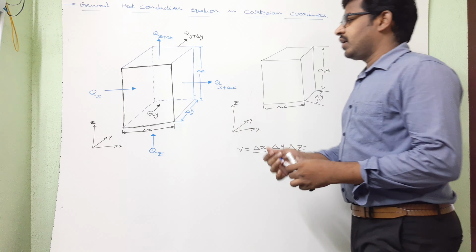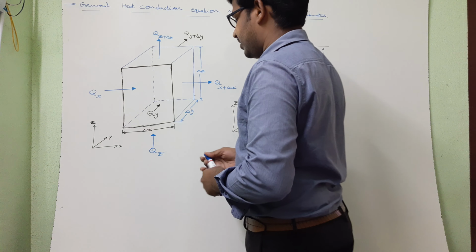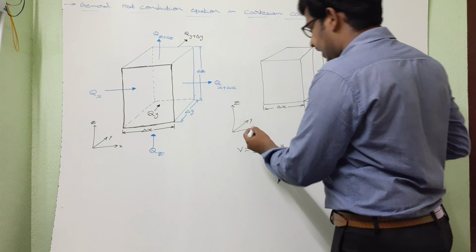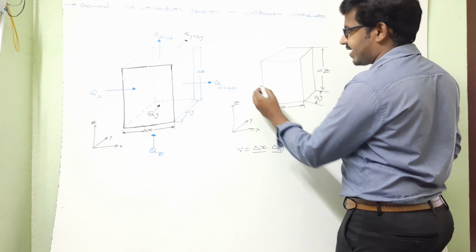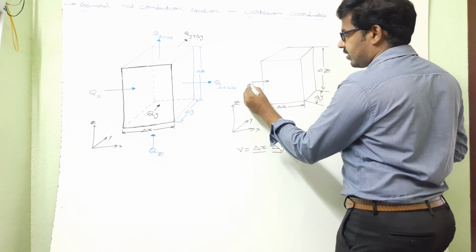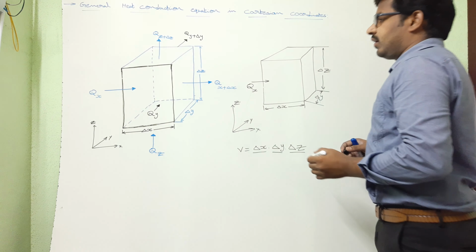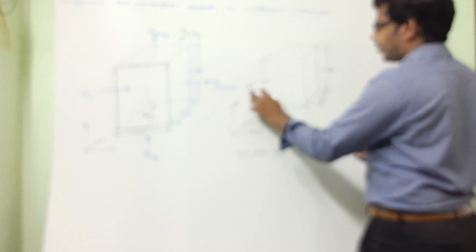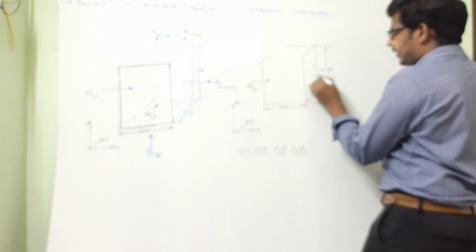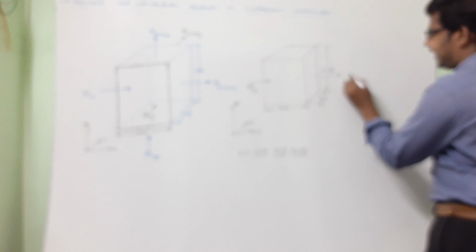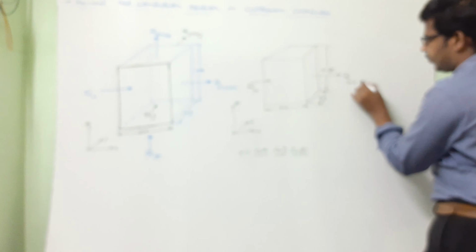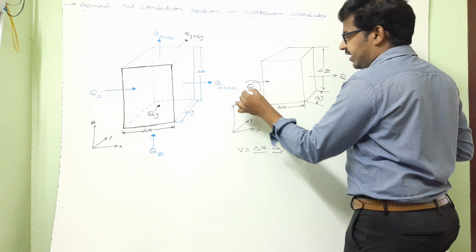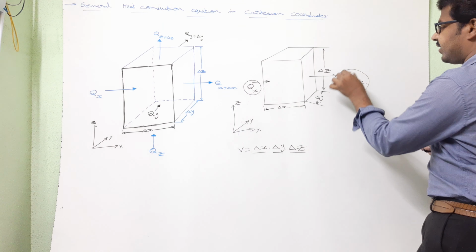In this diagram, we have to apply internal heat energy, so internal heat supply or heat input. Along the x-axis, this is the input, and along the x-axis heat leaving is q at x plus delta x. So this is the heat input and this is the heat leaving.